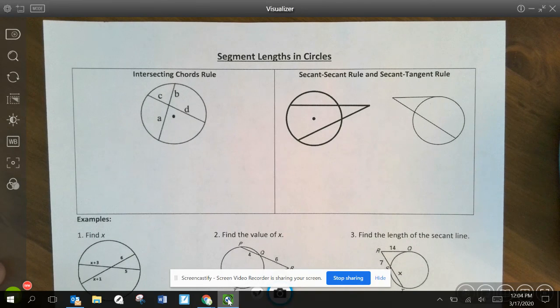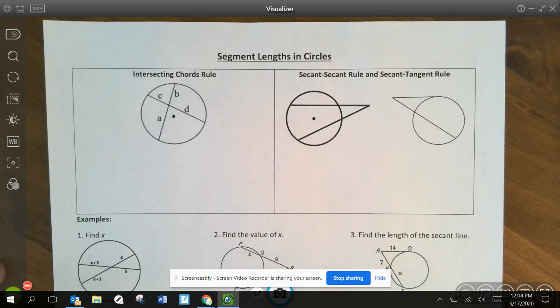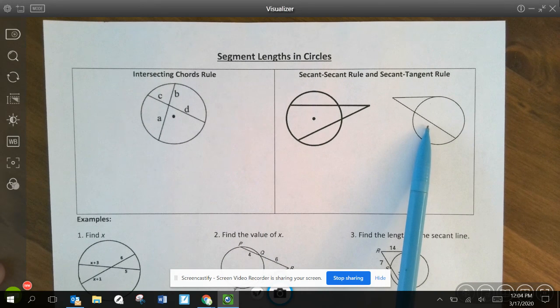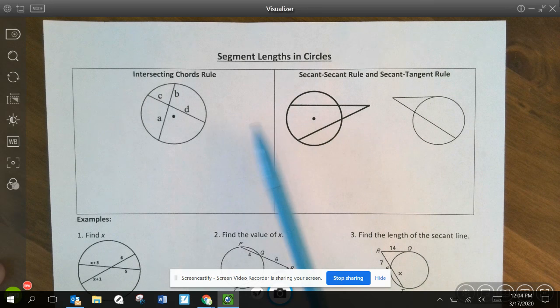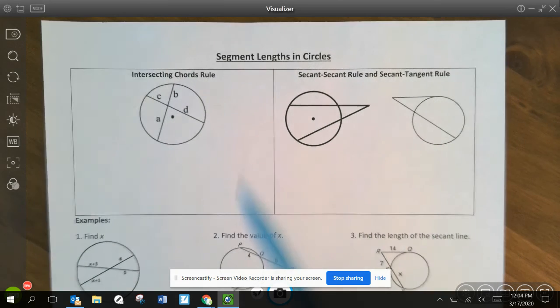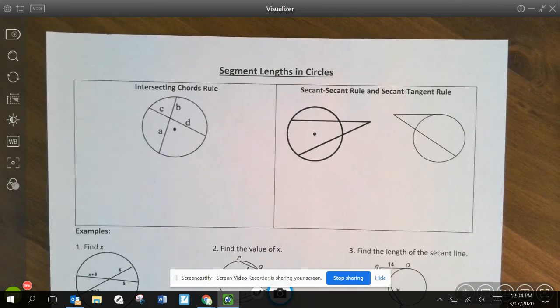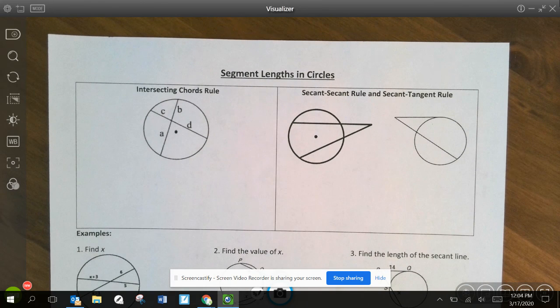I will be doing the introduction to segment lengths in circles, which will be on page 9 in your notes. So these pictures right here might look familiar to you. We just did a whole unit with angles created when we have secants and chords and tangent lines intersecting. Well, this time we're going to be looking at the segments themselves. Okay? So let's start with this first one, the intersecting chords rule.